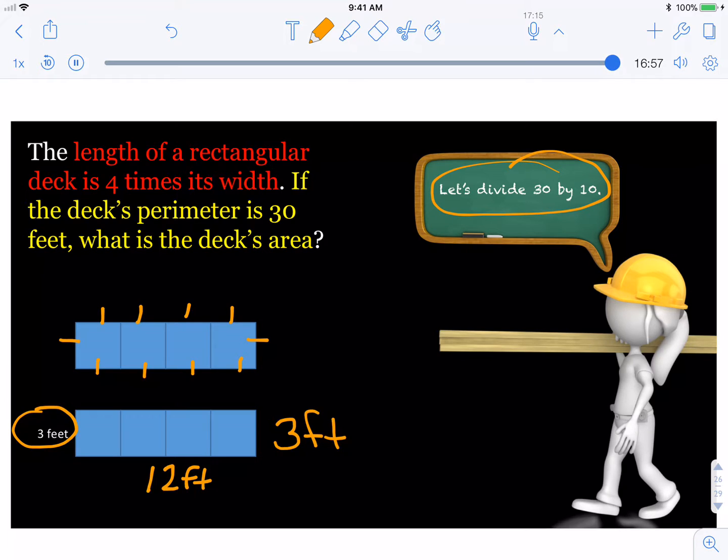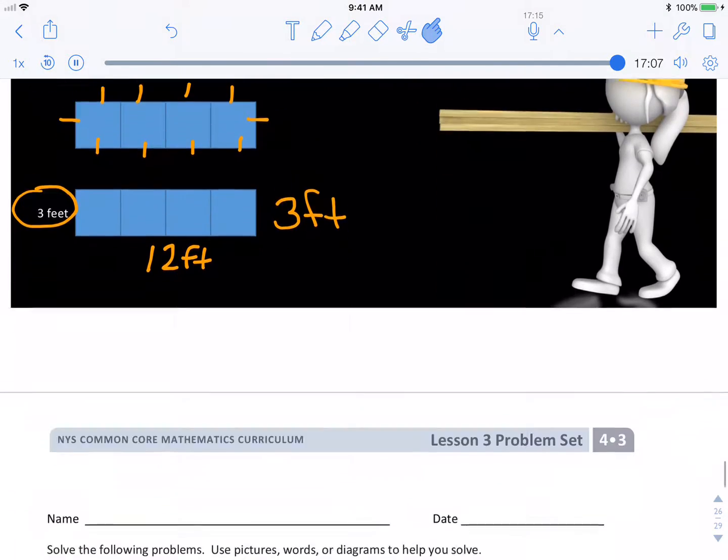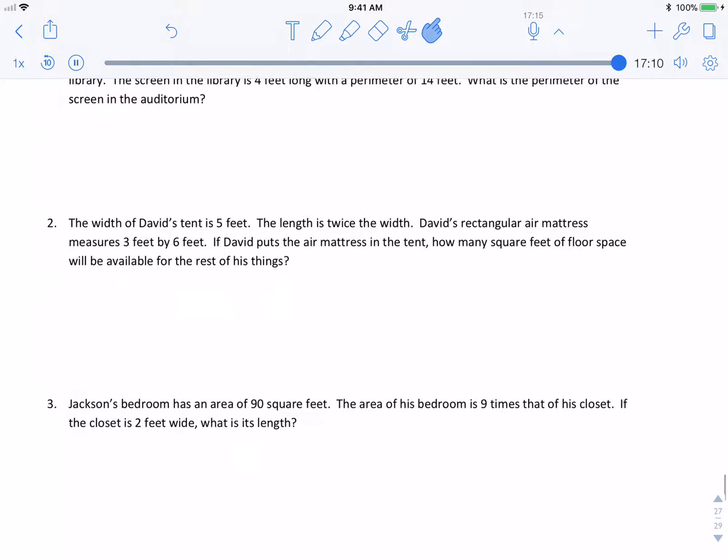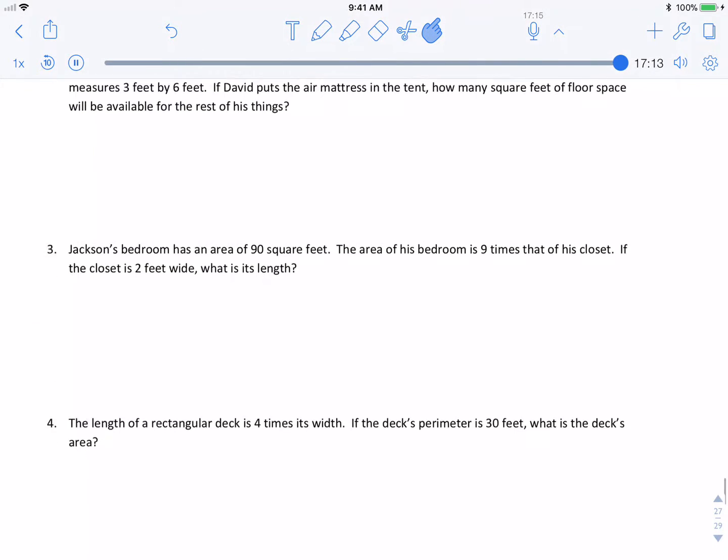Okay, now you got a little lucky here because it looks like we just went through the whole problem set. So now all you're going to have to do is go ahead and solve it on your own, and hopefully you paid close enough attention that you will be able to do it.